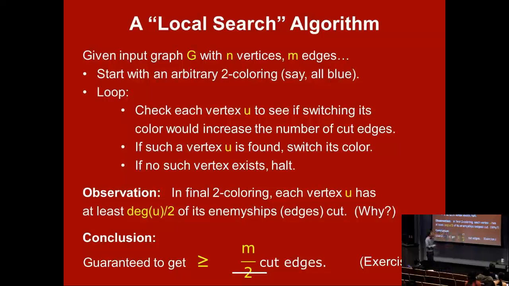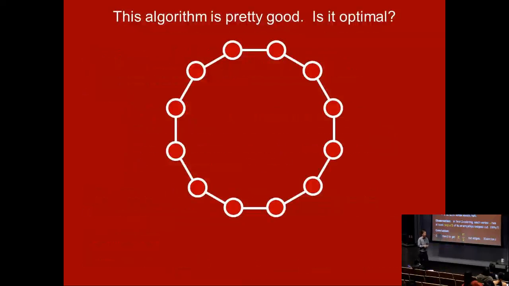So this algorithm is actually kind of good. I mean, this is nice. It always makes sure to cut at least half of the enemy ships, or at least half of the edges. Now, you might further ask, is this the optimal algorithm? Does it always find the best 2-coloring? The answer is, well, we'll see. Let me give you an example. The answer is going to be no, it doesn't always find the best one.